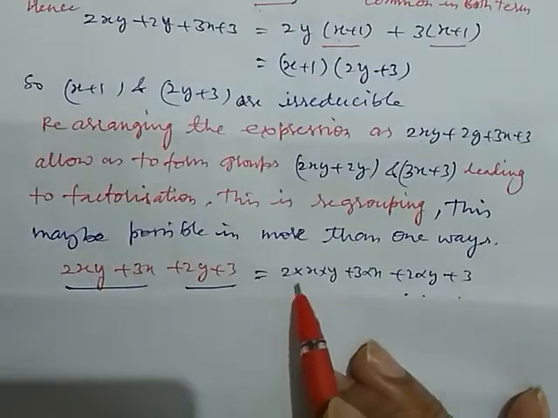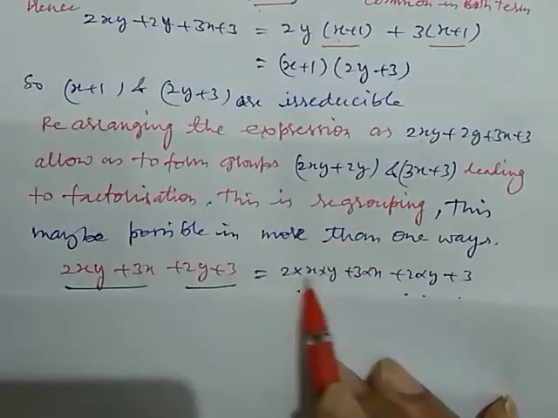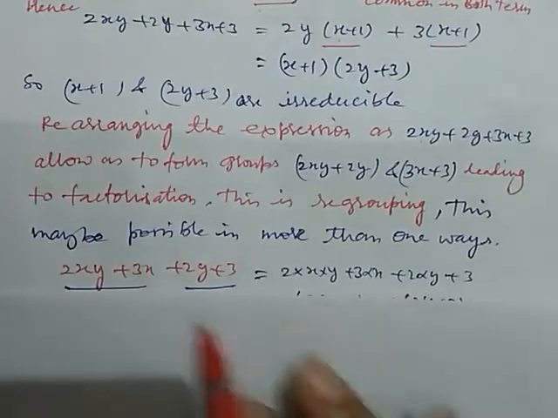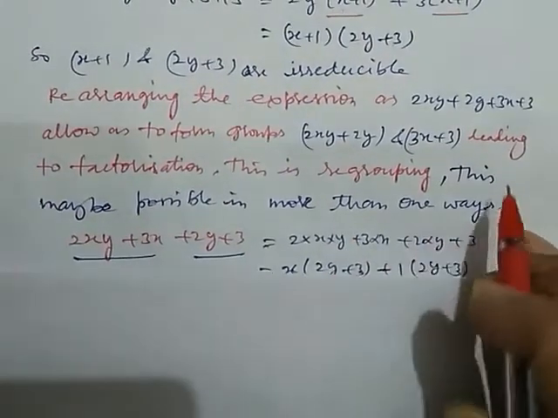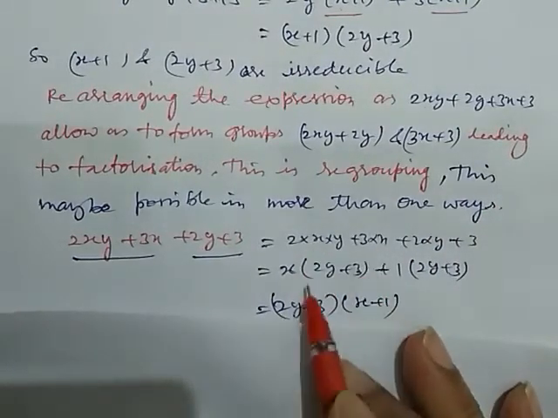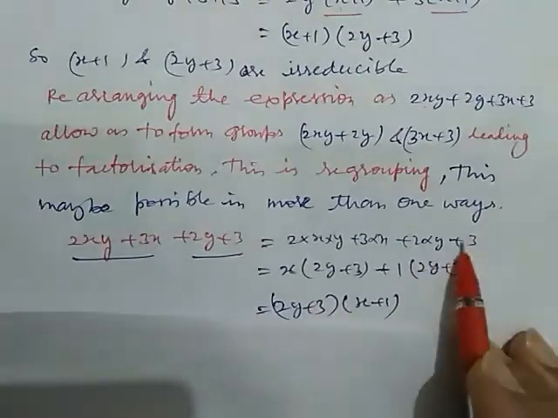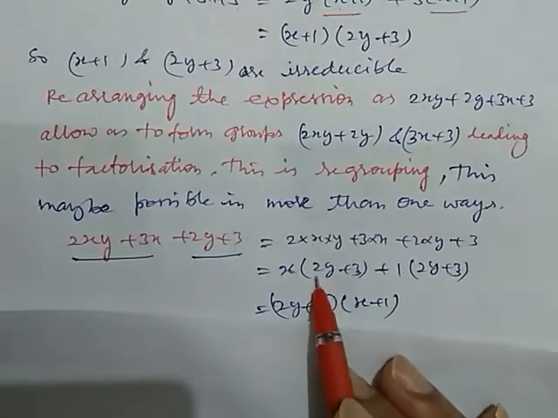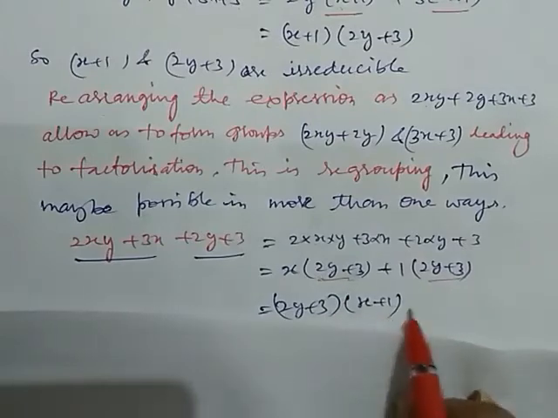By this way we can write these terms as 2 into x into y, 3 into x, plus 2 into y plus 3. So what happened? There is something common here. This x is common, so what is left? 2y plus 3. Here 1 is common, so 2y plus 3. This way we take common 2y plus 3, so we get 2y plus 3 into x plus 1.